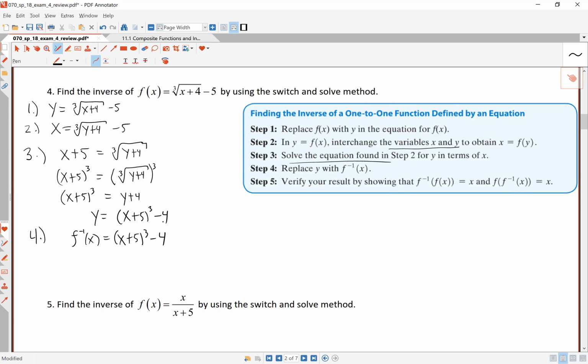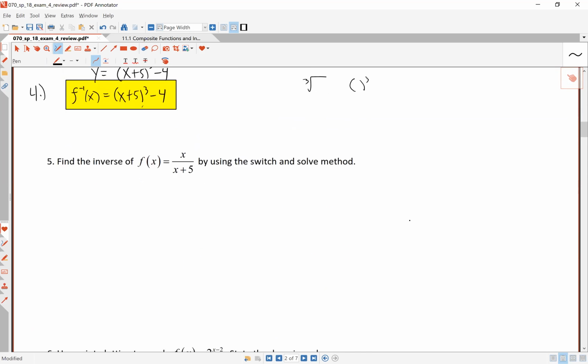Now, if you want to be sure that this is the correct answer, you can verify this by putting f of x into the inverse function and making sure you get x, and then put the inverse function into the function to make sure you get x. And so there's our inverse function. Notice how we started with a cube rooting function, and our inverse was a cubing. We always know that the cube root of something is the opposite of cubing.